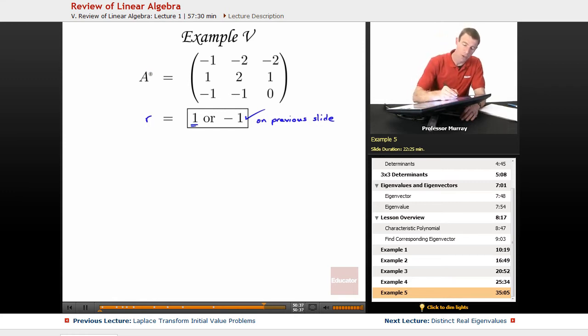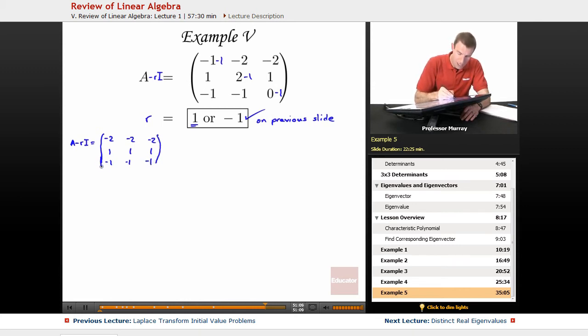Remember, the way we do that is we plug in A minus rI, which means you subtract r on the main diagonal. So I'll do minus 1 there, minus 1 there, and minus 1 there, and see how that works out. A minus rI is equal to, now negative 1 minus 1 is negative 2, negative 2, negative 2, 1. 2 minus 1 is 1, 1 there. Negative 1, 0 minus 1 is negative 1.